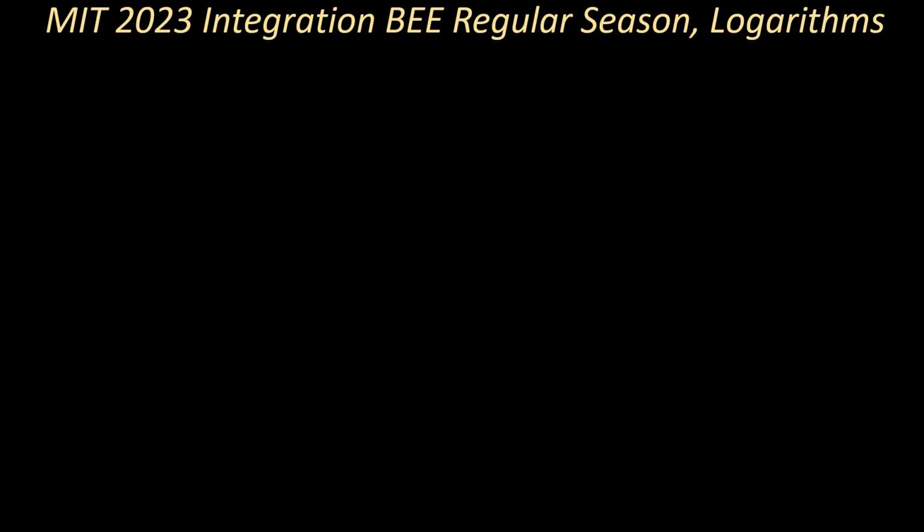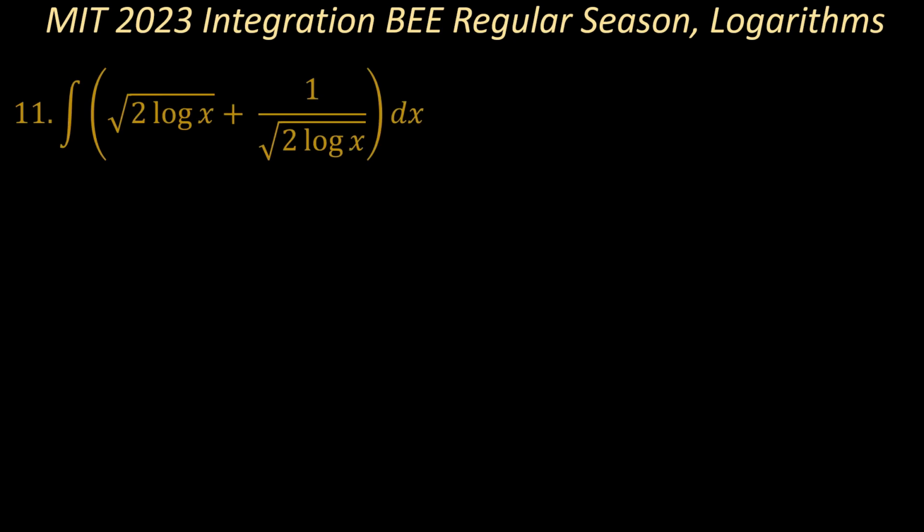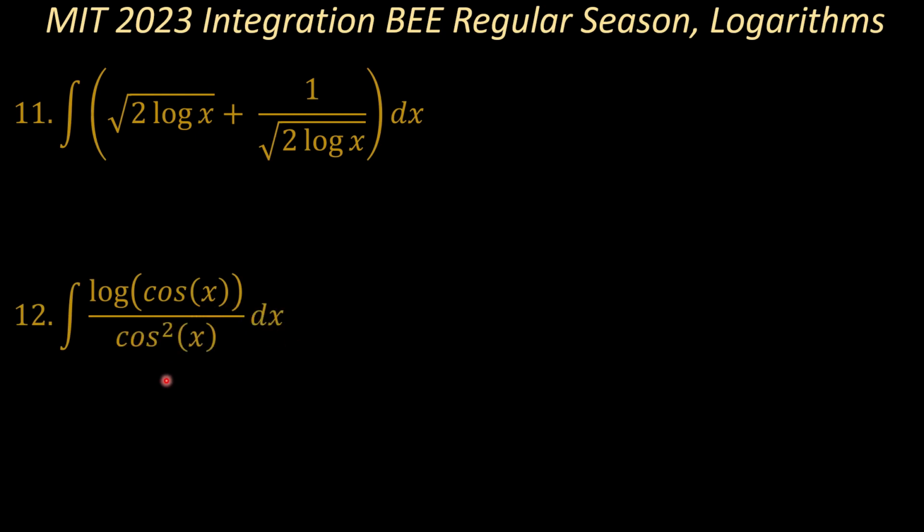So today we will look at two problems that pertain to logarithm in the regular season of the MIT 2023 integration B, and that is problem 11 and problem 12. Problem 11 was the integral of the square root of 2 log x plus 1 over the square root of 2 log x. It's an indefinite integral. Problem 12 is the integral of logarithm of cosine x over cosine squared x. So we'll quickly jump into the solution.